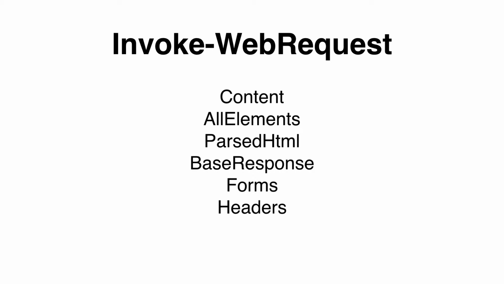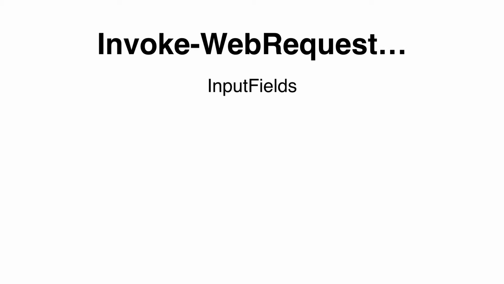The headers property will display the headers of the HTML page. The images property will display all the image information from all the images on the web page. The inputs field property will display the input fields on the web page. The links property displays the links that were found on the web page.